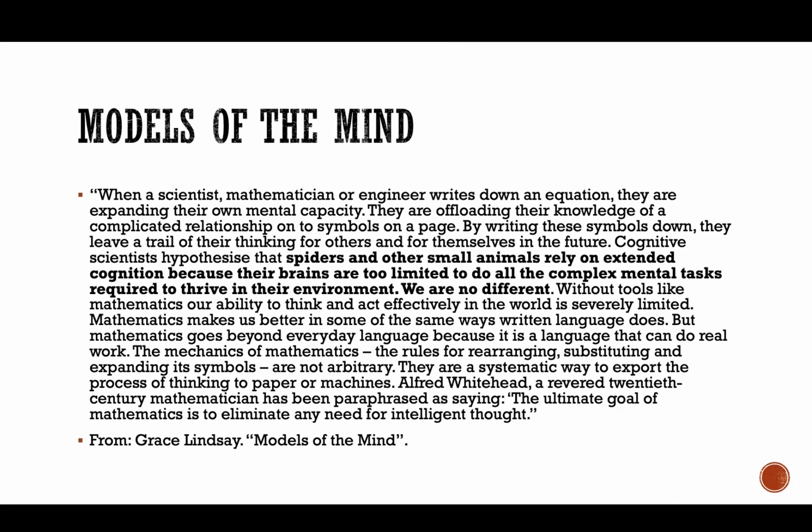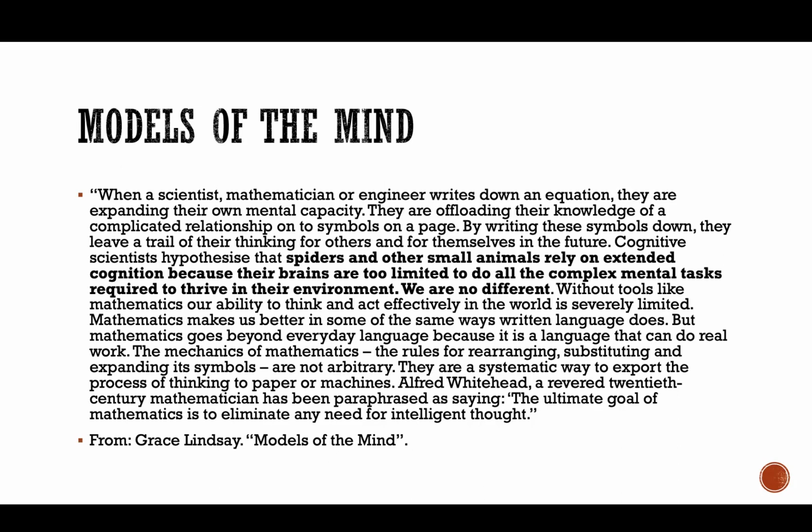Cognitive scientists hypothesize that spiders and other small animals rely on extended cognition because their brains are too limited to do all the complex mental tasks required to thrive in their environment. We are no different. Without tools like mathematics, or programming in my case, too dumb for mathematics, our ability to think and act effectively in the world is severely limited.